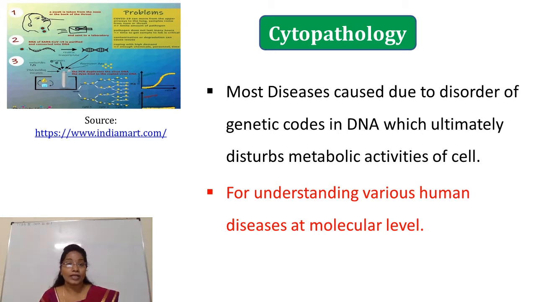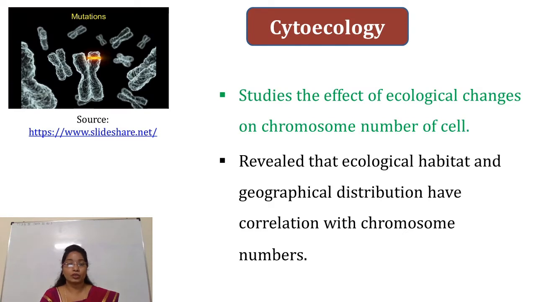For example, nowadays we are facing the pandemic of COVID-19. So, for the proper treatment of this COVID-19, there should be proper diagnosis. Recently we can diagnose COVID-19 with the help of the RT-PCR technique, that is reverse transcriptase polymerase chain reaction. This is possible with the help of cytopathology, which is beneficial for understanding various human diseases at the molecular level. Okay. So, the next branch is cytoecology.